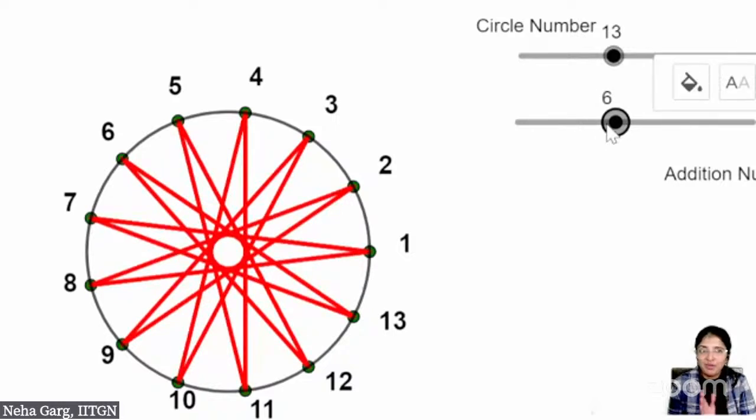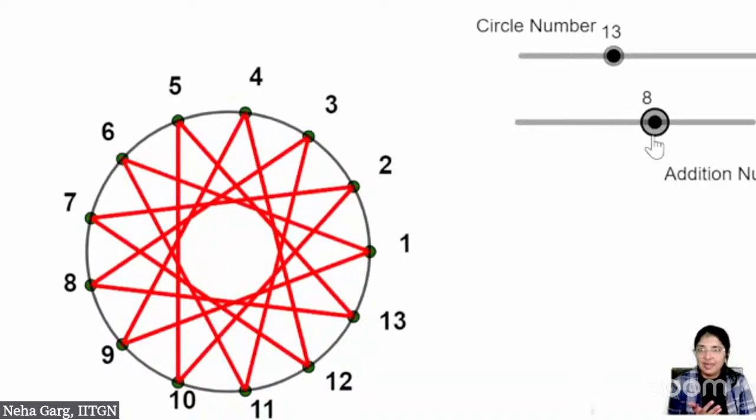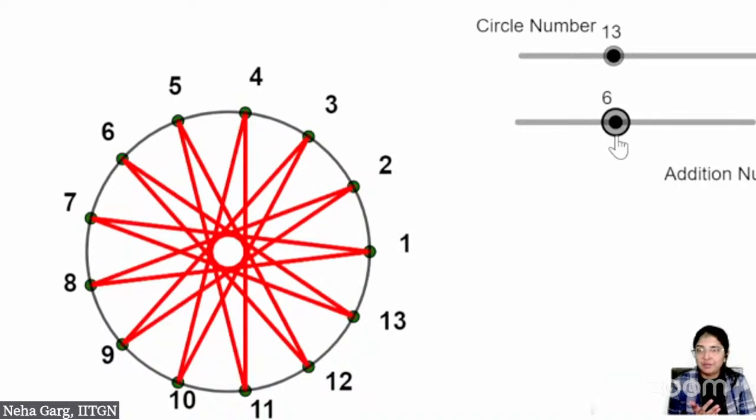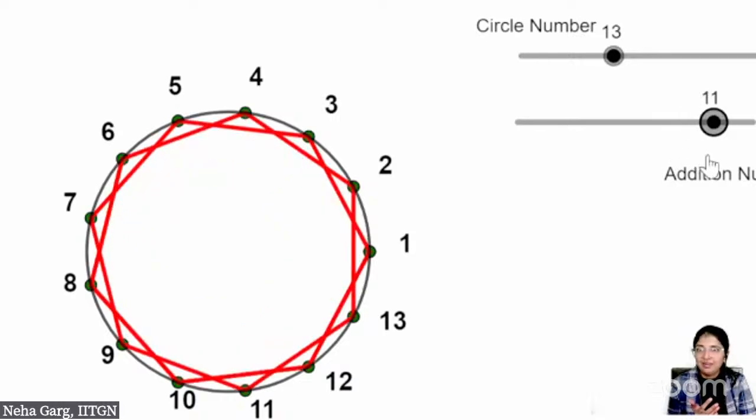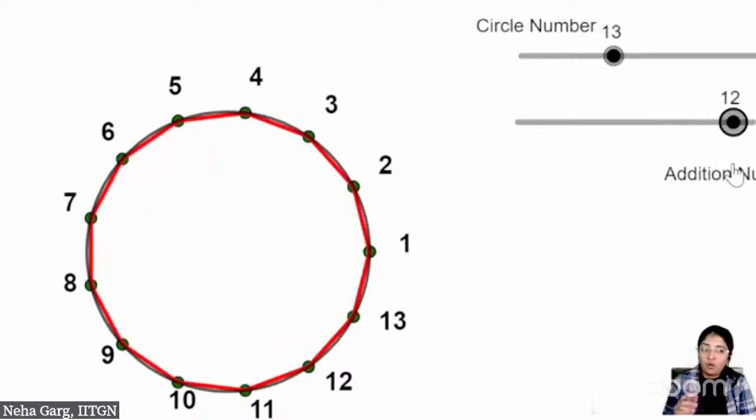Then in 6, we have another star. 7, we have another. Oh, let's see, 6 and 7. I think they are same. Then 8, and let's compare with 5. So 8 and 5 are same. Then 9, 10, 11, 12. So on 12, we get the polygon once again. But other than 12 and 1, there is no number at which we have got any polygon. So we have got the star every time.